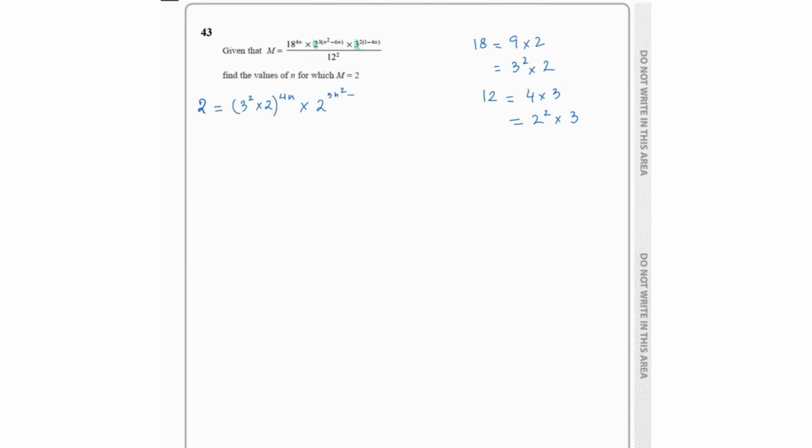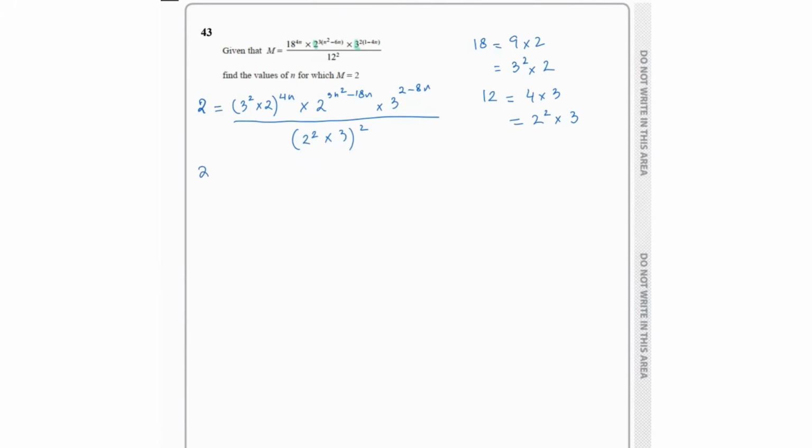3n squared minus 18n, and then 3 to the power of 2 minus 8n, divided by 2 squared times 3 whole power 2. Just make sure that you're rewriting your numbers in the prime factor base that is already identified in the question, which is 2 and 3. So 18 became 3 squared times 2, and 12 became 2 squared times 3.